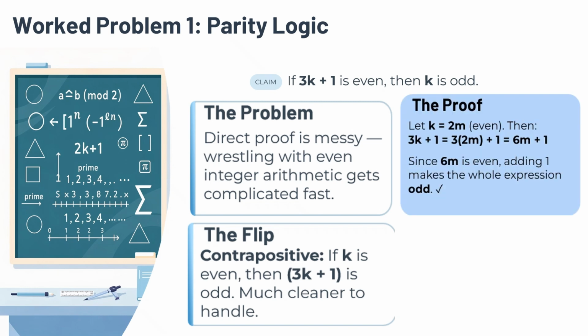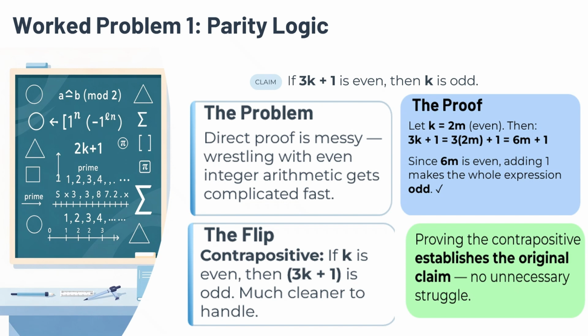Suppose k is equal to 2m, an even integer. Then 3k plus 1 equals 3 times 2m, plus 1, which is equal to 6m plus 1. Notice that 6m is always even, so adding 1 makes the entire expression odd. That's a clean conclusion. By proving the contrapositive, we've established the original claim without unnecessary struggle. This illustrates the power of contraposition. It transforms a potentially intractable direct proof into a straightforward argument.